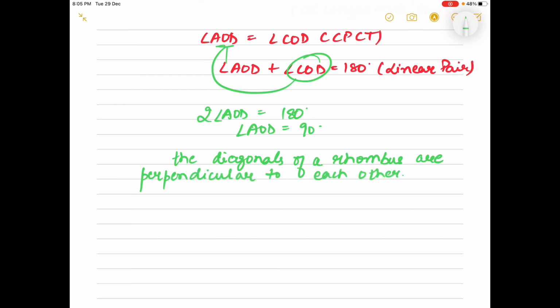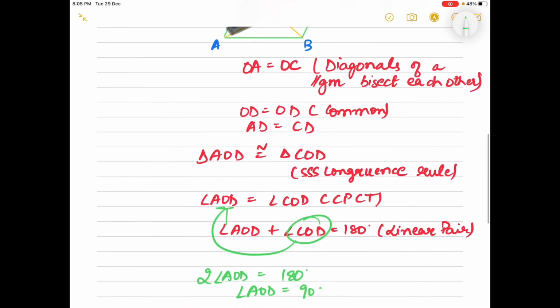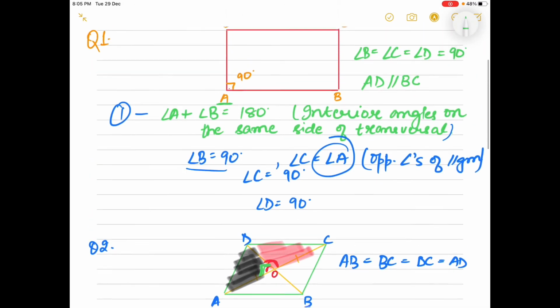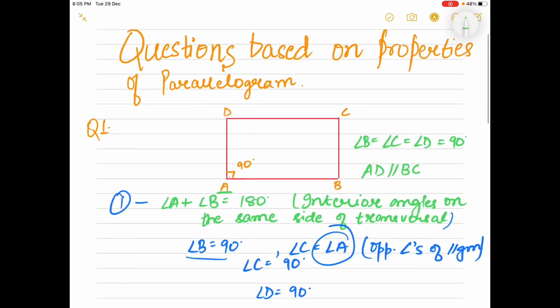So guys, you can see these types of questions in your exam, and you have to solve this question by this method only, and you have to practice all the questions given in your textbook based on the properties of a parallelogram.